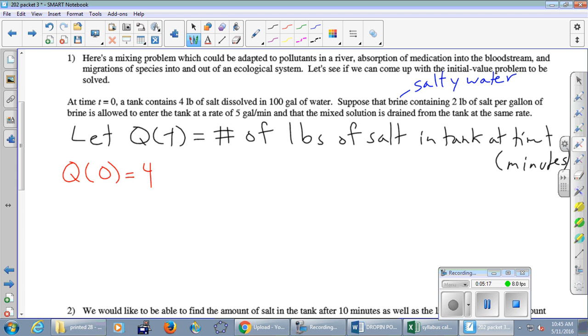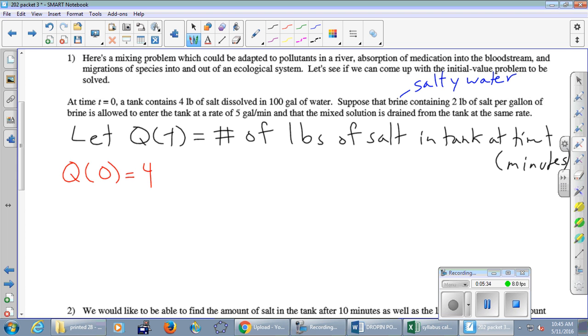It's really complicated. And so what we're after is a formula that would tell me how much salt is in there 10 minutes in and an hour in and 5 days in. Just a formula that's going to have T's in it, okay? That's the goal.